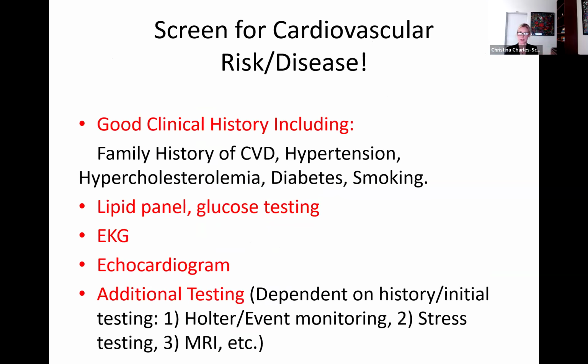Everybody in this day and age needs to have a good clinical history, family history of CVD, hypertension, hypercholesterolemia, diabetes, smoking. There are formulas that calculate, AHA, American Heart Association, formulas which calculate your 10-year risk of having a cardiovascular event, right? All of these factors go into it. Do you have diabetes? What's your systolic blood pressure? What's your cholesterol level, right?